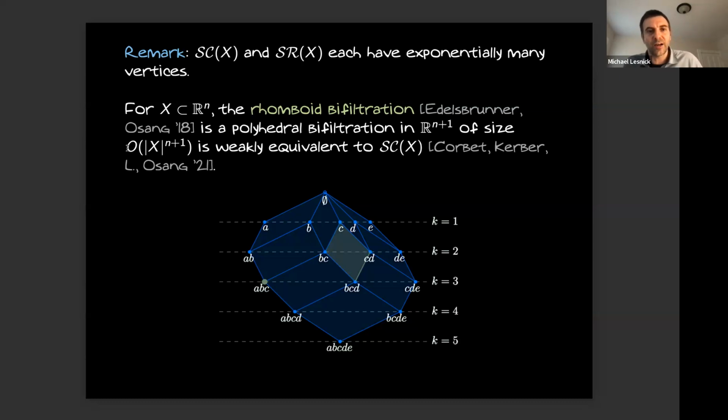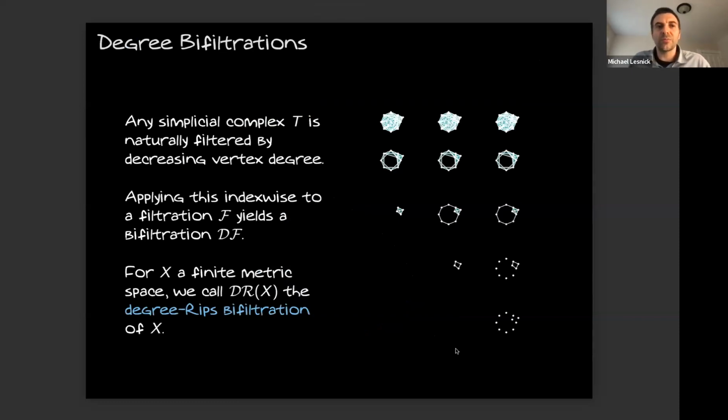Okay, and this rhomboid bifiltration has O of |X|^(n+1) many cells. The way that this is shown, I should mention, is by showing that the rhomboid bifiltration is weakly equivalent to a different bifiltration called the multicover bifiltration. And then it's a result of, essentially, Don Sheehy that the multicover bifiltration is weakly equivalent to the subdivision Čech bifiltration. Okay, so this is an illustration of the rhomboid bifiltration. It's a beautiful construction, and I'd like to define it for you, but I won't right now because we don't have time for that.